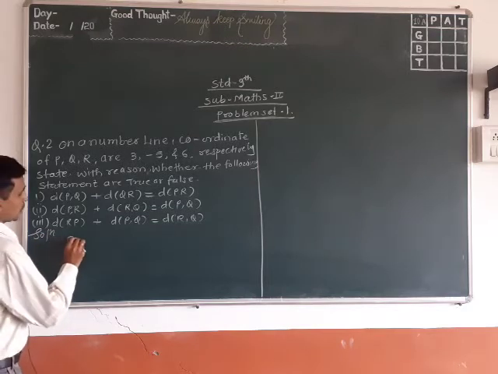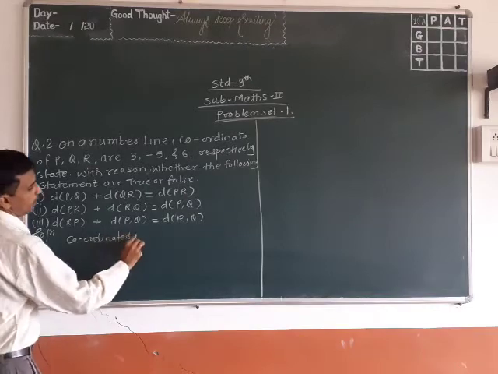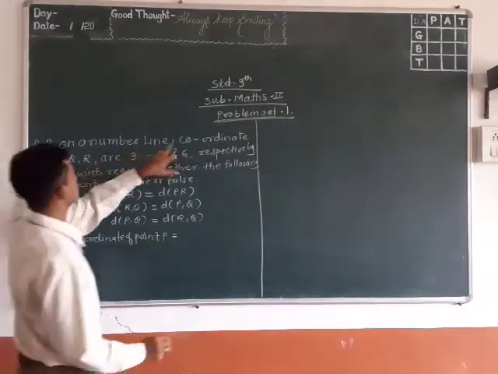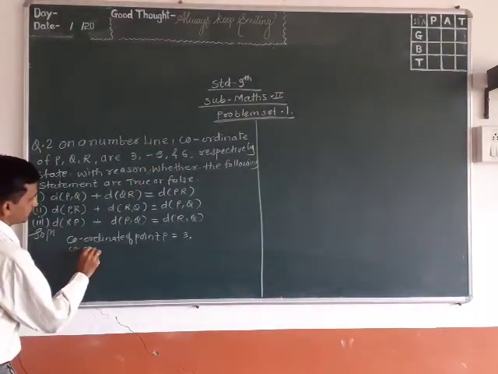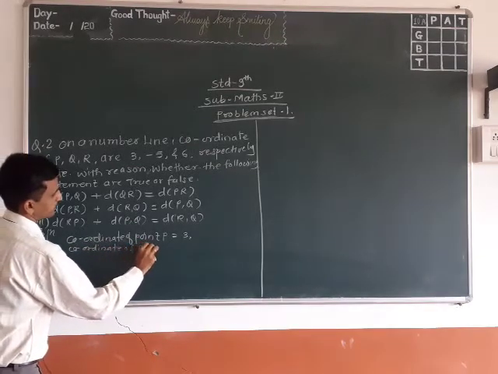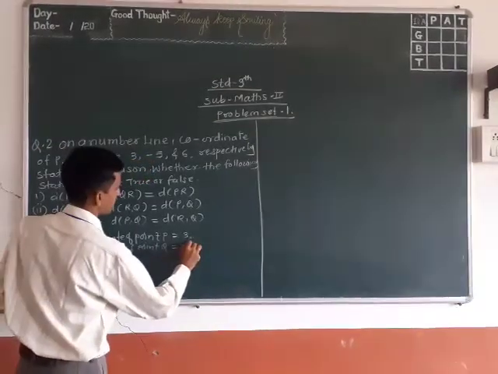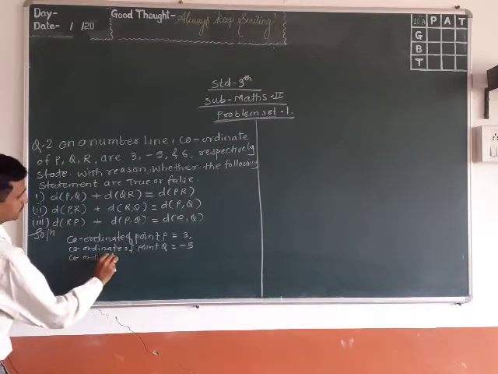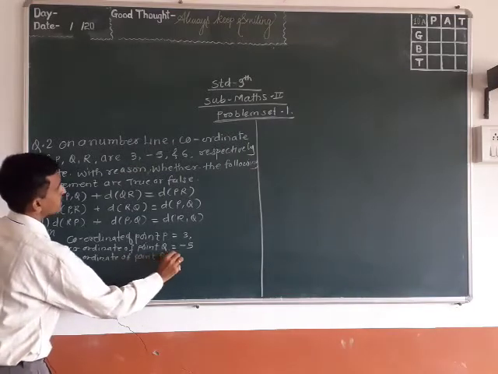First, the coordinate of point P is 3. The coordinate of point Q is -5. The coordinate of point R is 6.